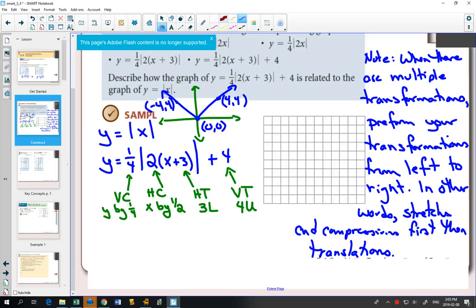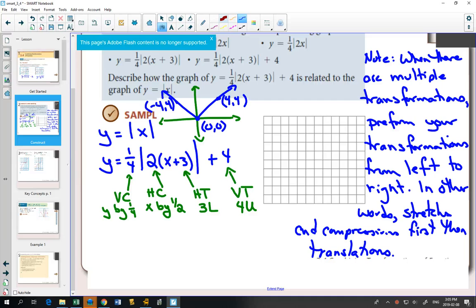Why are those good points? Because I know that I'm going to have to multiply my y values by 1/4. And can you see that 4 multiplies by 1/4 nicely? It's not that the other points are wrong. They just might end up with more fractions. So what we do, when there are multiple transformations, is perform your transformations from left to right, do your stretches and compressions first, and then your translations.